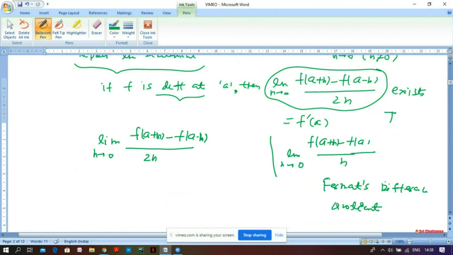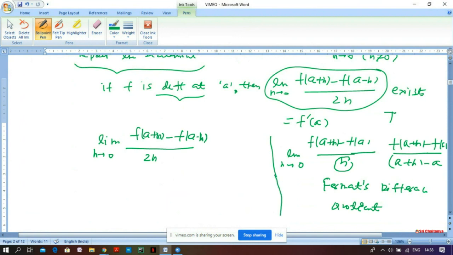Why quotient? Because it is the value of f at two points. So it's like f of a plus h minus f of a, over a plus h minus a. So it is called a difference quotient, meaning the quotient of two differences: the difference of values of f upon the difference of the values of the argument. So this h is nothing but a plus h minus a. So that is what we use in the definition.